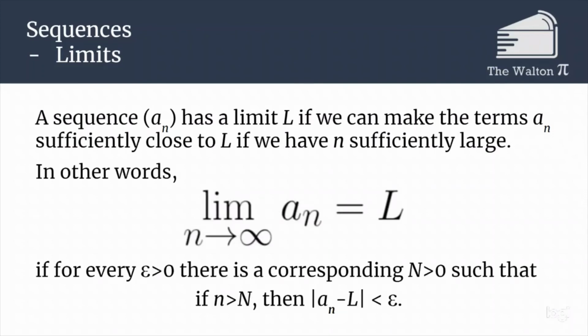In other words, and this is the epsilon definition, the limit as n goes to infinity of a sub n is equal to L if for every epsilon bigger than 0, there's some corresponding big N bigger than 0, such that for every a sub n after that big N, the absolute value of a sub n minus L is less than epsilon, meaning that it's as close as we need it to be to L.